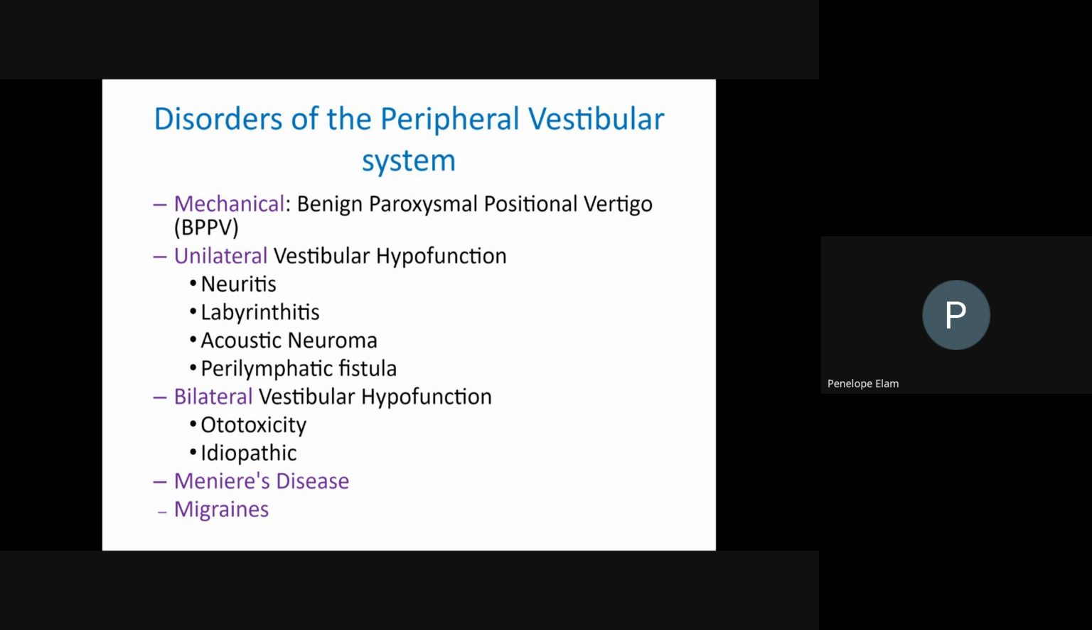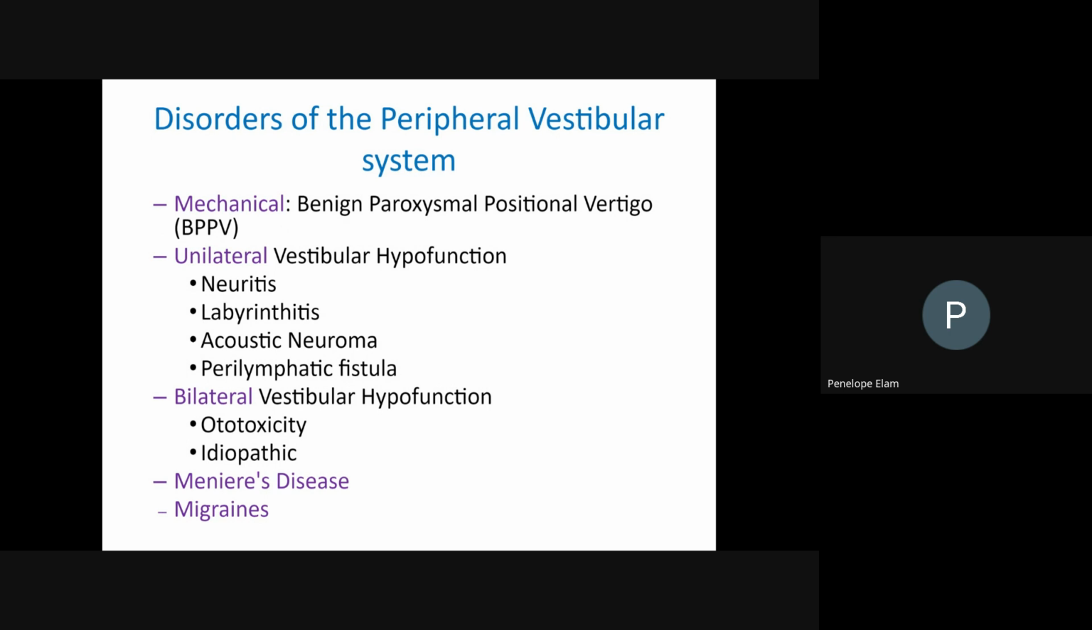You could also have a bilateral vestibular hypofunction. Usually the only way that's going to occur is due to ototoxicity. If you remember, we talked about taking certain antibiotics such as gentamicin. Those are ototoxic, meaning that they'll kill the hair cells. And once hair cells are gone, you can't grow new ones, okay? But sometimes people can have an idiopathic reason for their bilateral vestibular hypofunction.